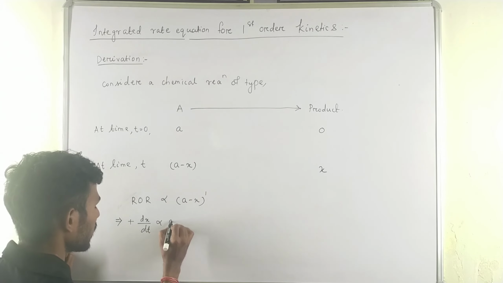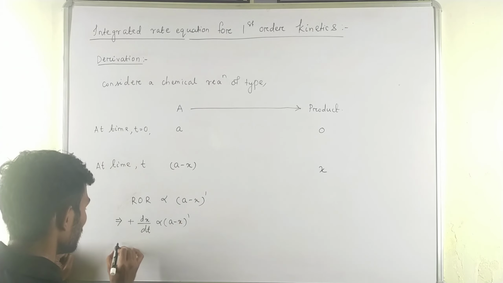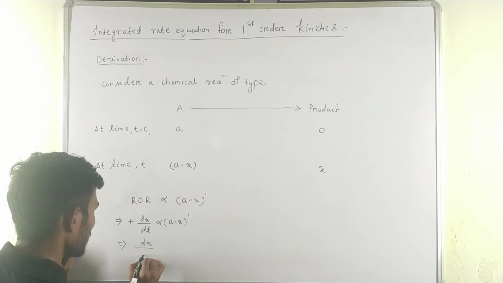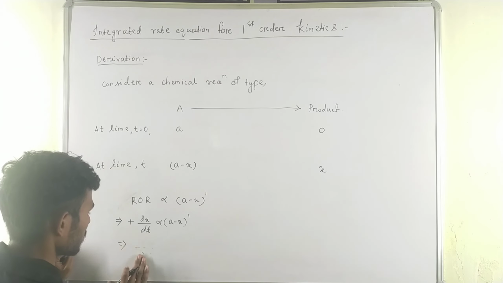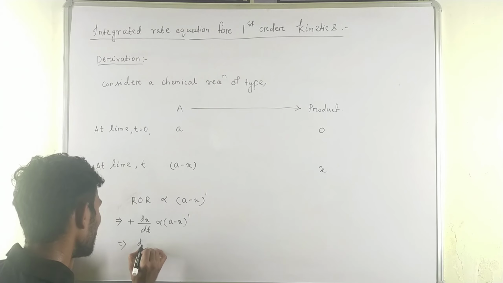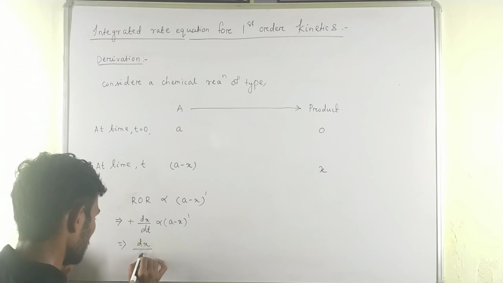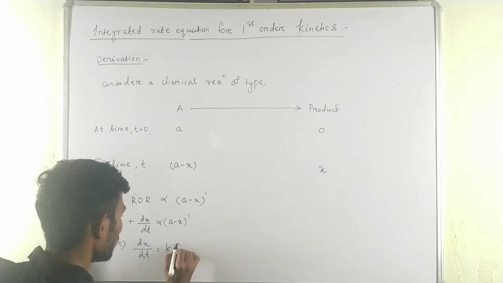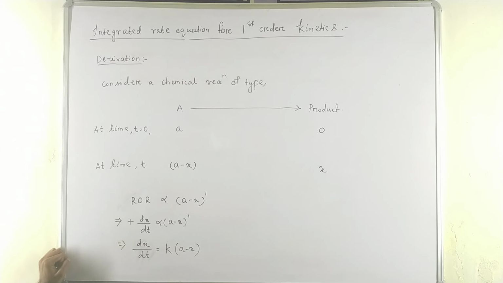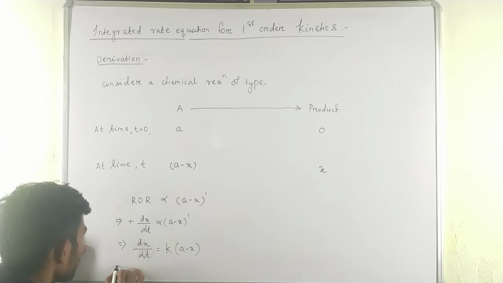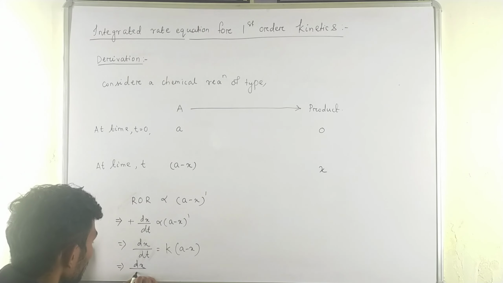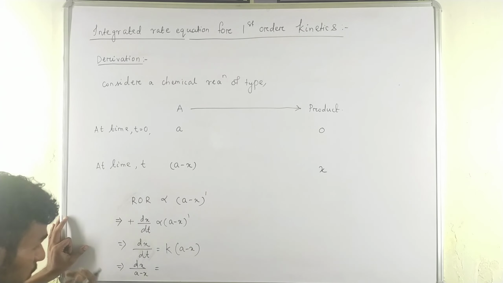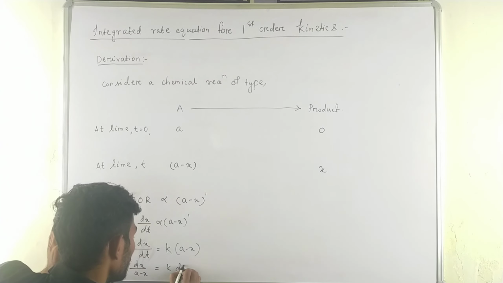dx by dt is proportional to a minus x to the power 1. Removing the proportionality symbol, dx by dt equal to k into a minus x, where k is the rate constant or velocity constant or specific reaction rate. This implies dx by a minus x equal to k into dt.